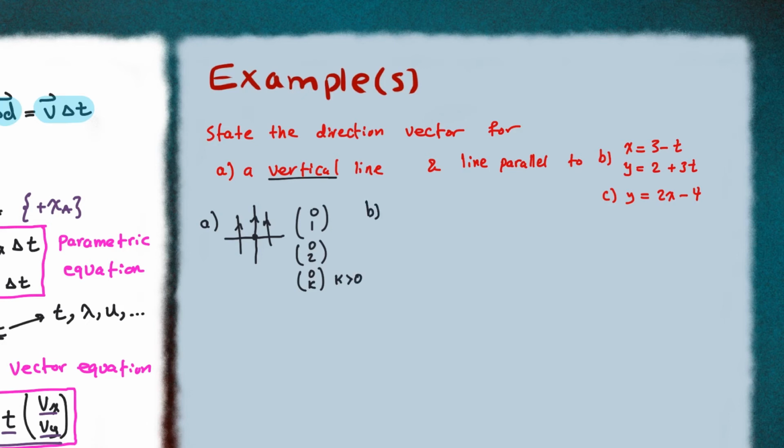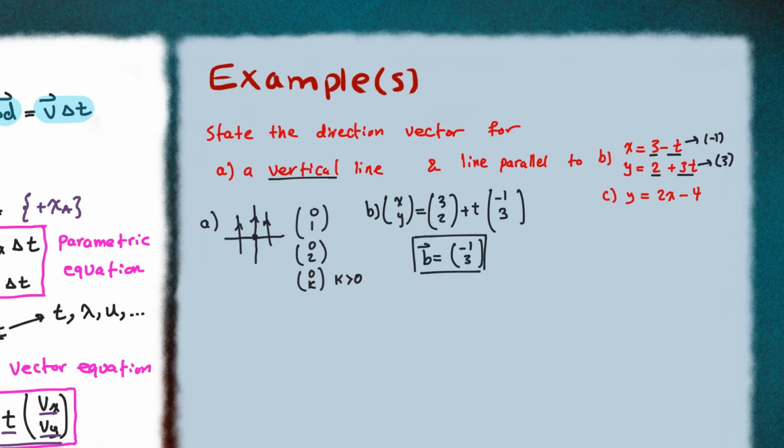For part B, you can write this in vector form, or you can identify the point right away. In vector form, this is xy with initial point 3 and 2, and it's being added to t multiplied by negative 1 and 3 in the x and y direction. So the direction vector will be negative 1 and 3 for this one.